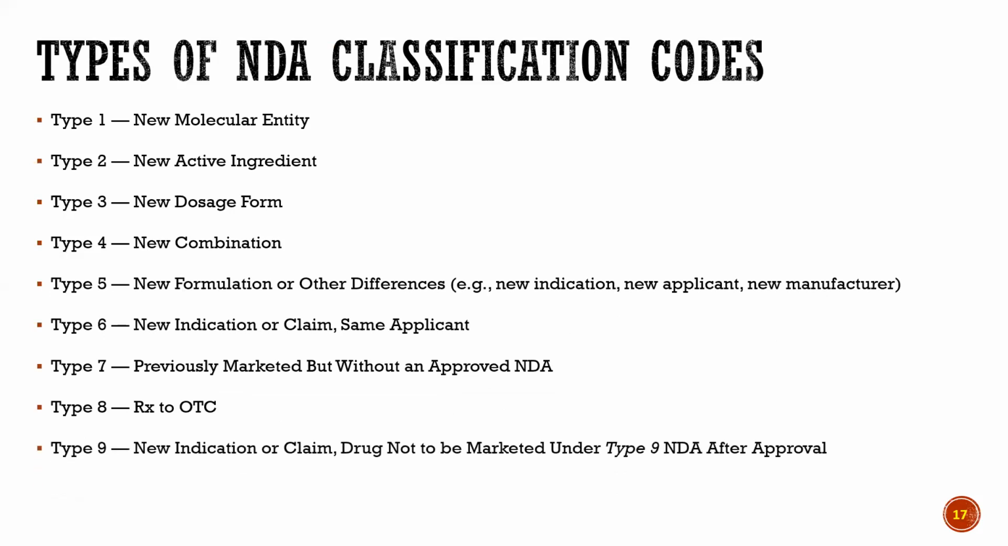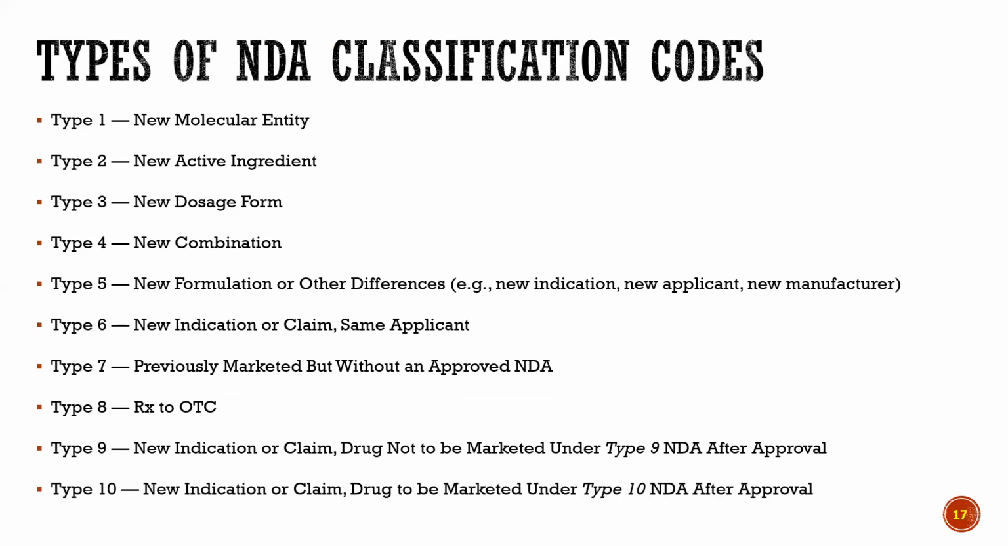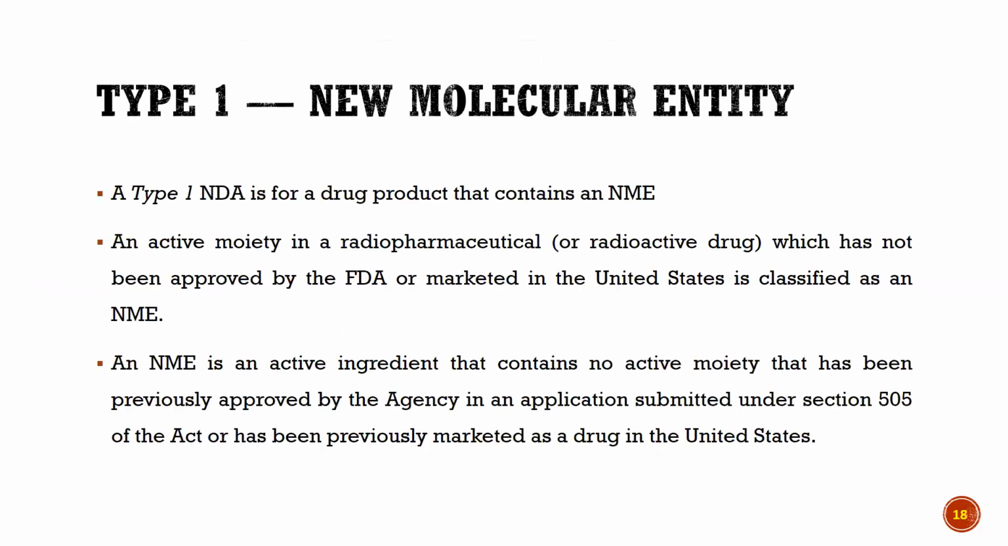Type 9 is a new indication or claim, where the drug is not to be marketed under a type 9 NDA after approval. Type 10 is a new indication or claim, where the drug is to be marketed under a type 10 NDA after the approval. In detail, we'll be discussing in the coming slides what type 1, the new molecular entity, is.